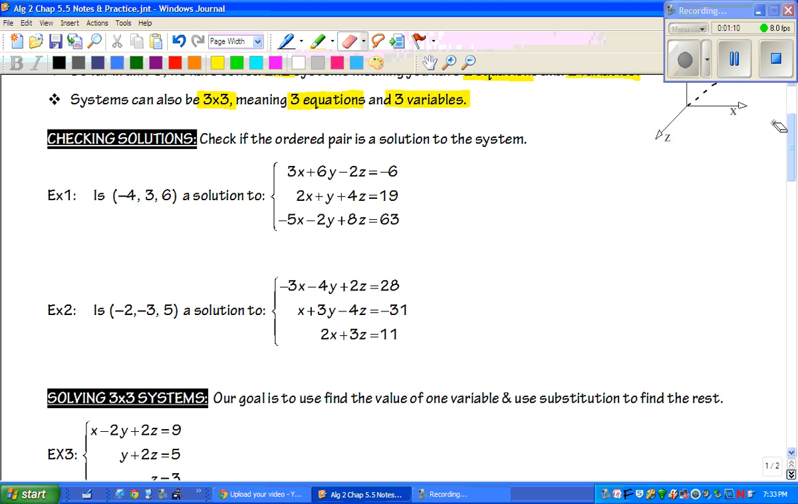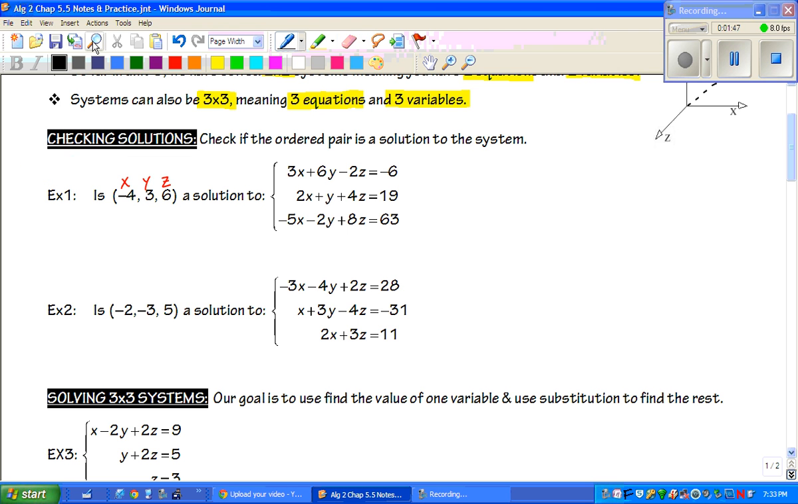Check if the ordered pair is a solution to the system. So, is (-4, 3, 6) a solution to all of that? Now, just like in all of our other problems, when we check a solution, all you have to do is plug it in. So, there's your x, there's your y, and there's your z. You're going to see Miss Carranza and I write the z with a line through it because we don't want it to get confused with a 2. So anytime you see that line through it, that means it's a z.